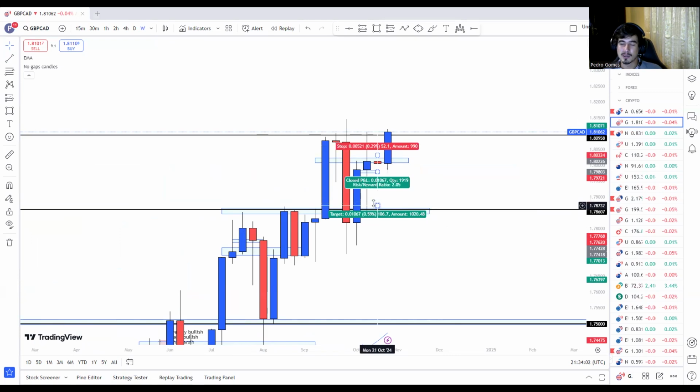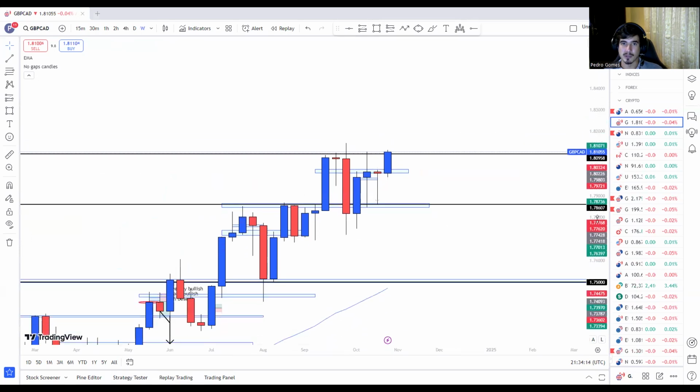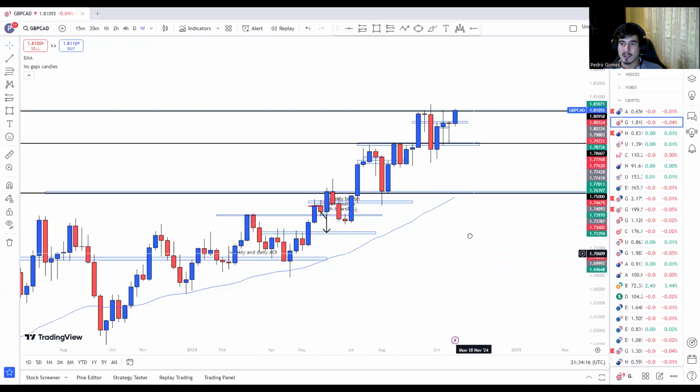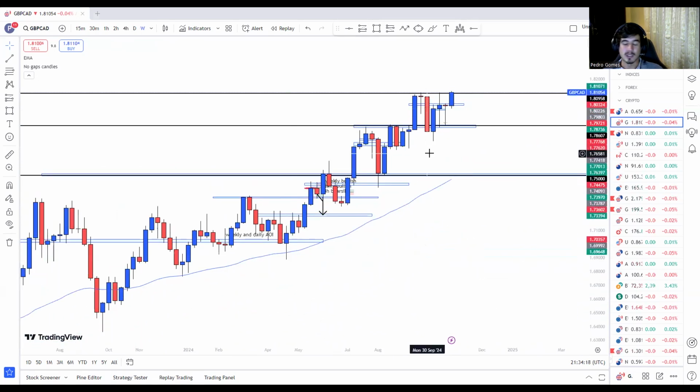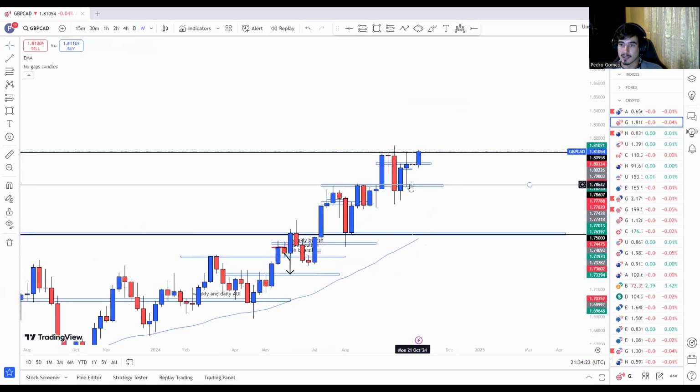Okay. So price touched the last structure on the weekly time frame with a big rejection and is trying to go to the upside, because on the weekly we can see that we are clearly in an uptrend. So we don't want to sell at this point.